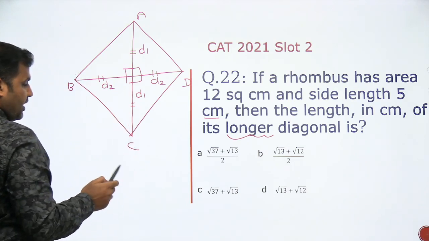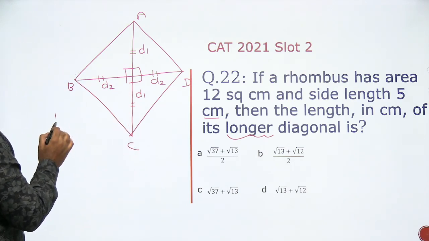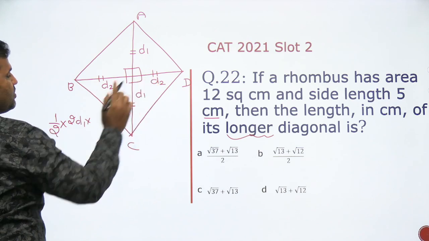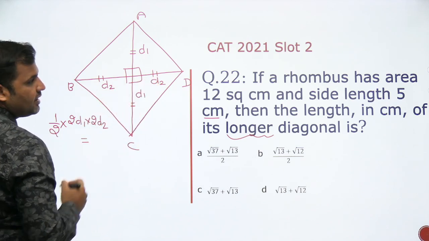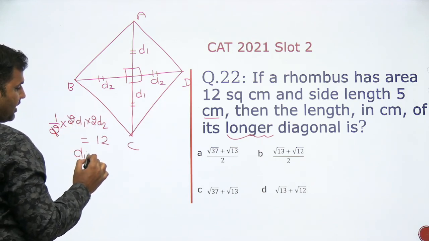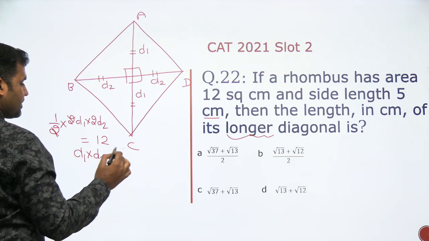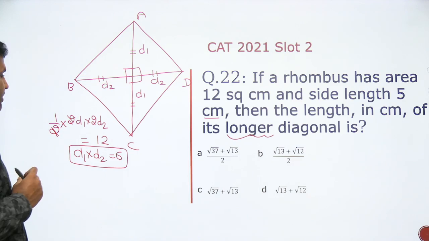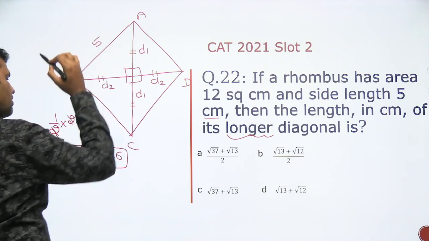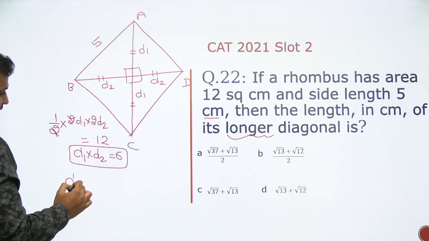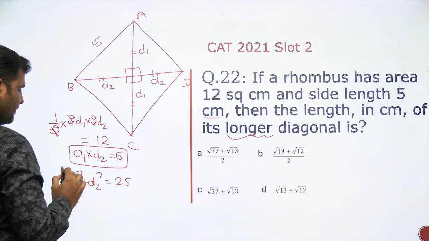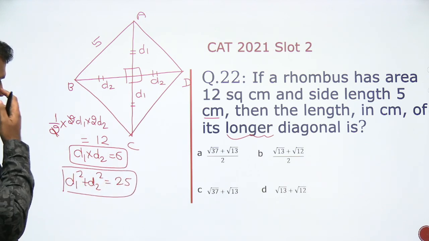Now the area of the rhombus, everybody knows that, is half into diagonal 1, which is 2 times D1, into diagonal 2, which is 2 times D2. And this area is given to you as 12 square centimeter. This gets cancelled. So D1 multiplied by D2 will be equal to 6, right? And because the side length is given to you as 5, can I also say that D1 square plus D2 square will be equal to 25, right?